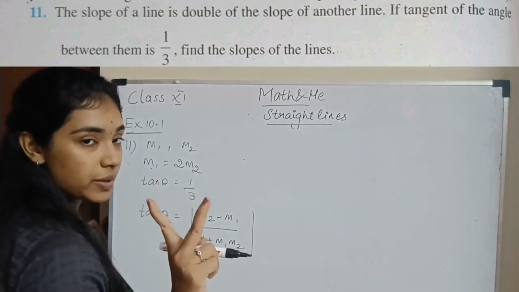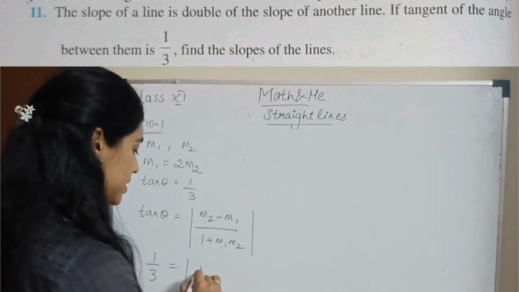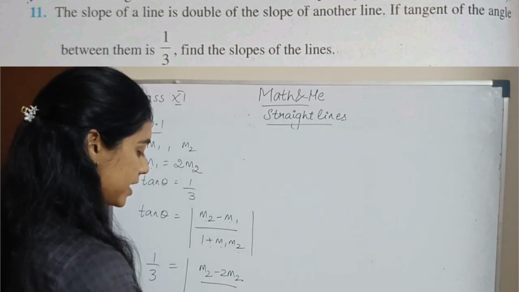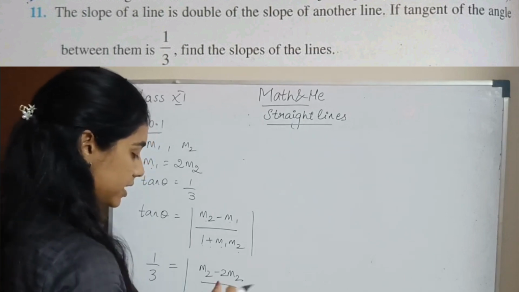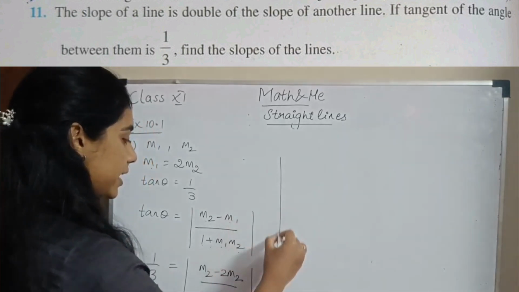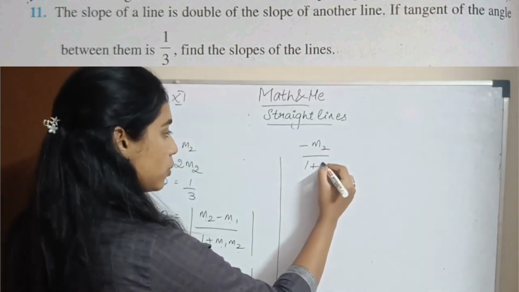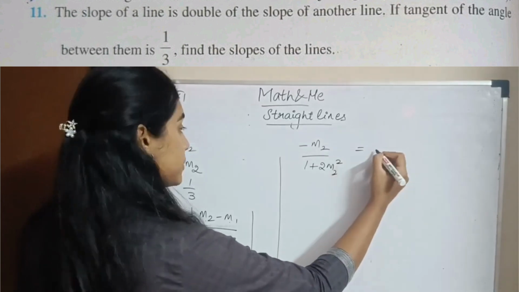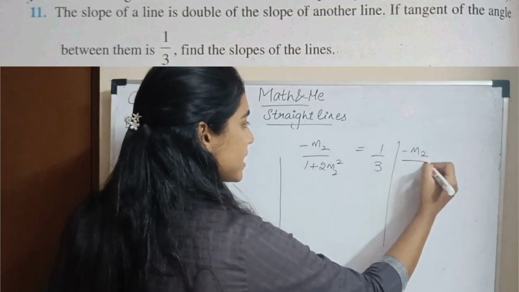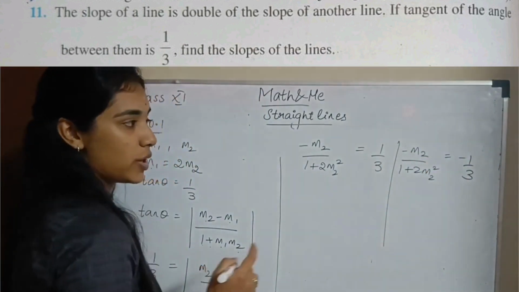So you will get a quadratic equation in terms of M2. You have to solve for two different values. Since you have a mod symbol here, what will you get? 1 by 3 is (M2 minus 2M2) divided by (1 plus 2M2 square), and you will be getting two values. So minus M2 divided by (1 plus 2M2 square) equals 1 by 3 is one option, and the other option is minus M2 divided by (1 plus 2M2 square) equals minus 1 by 3. You have to solve for this.